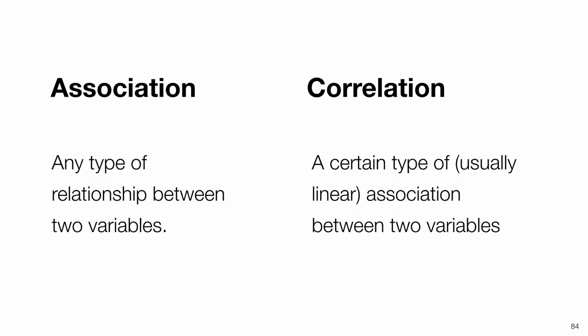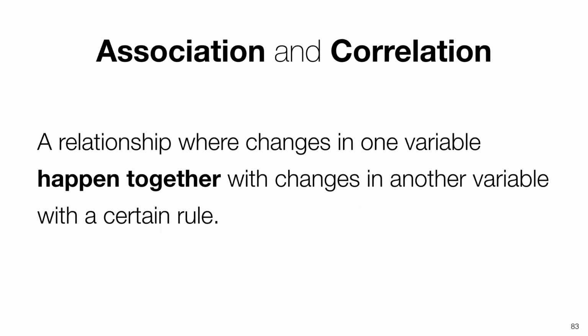So association is more like a parent or umbrella, any type of relationship between two variables. And then correlation is a certain type of association. And usually it tends to have a linear relationship, in the world of statistics, between two numerical variables. But the key here, to me especially, is that we want to basically find a relationship between two variables. Not just a relationship, but one with a certain rule, where the value changes in the two variables happen together.